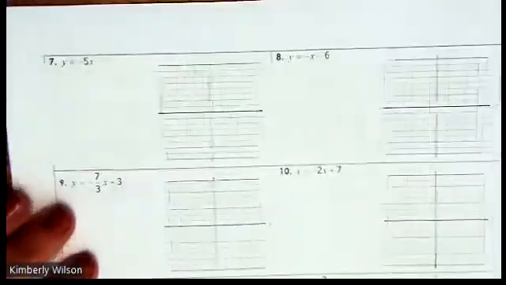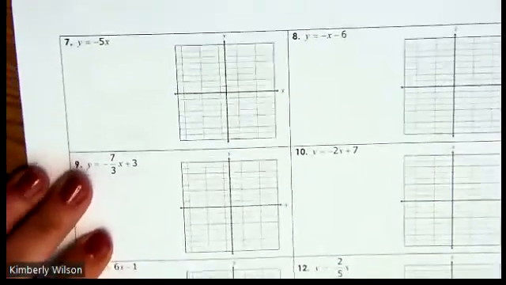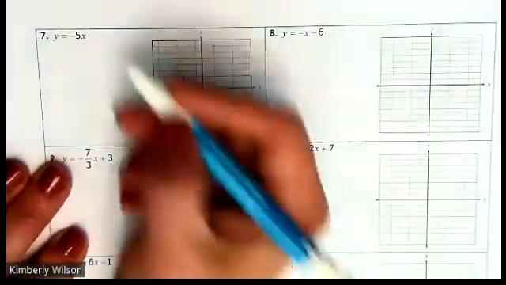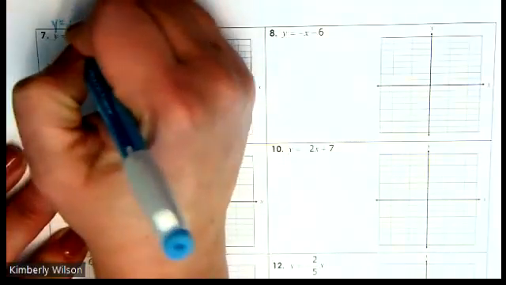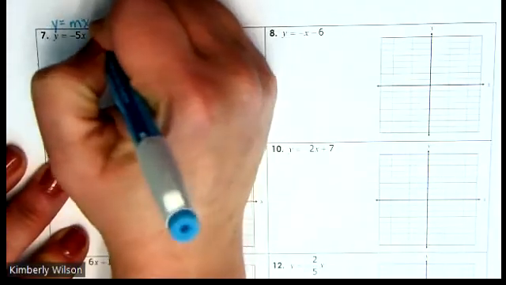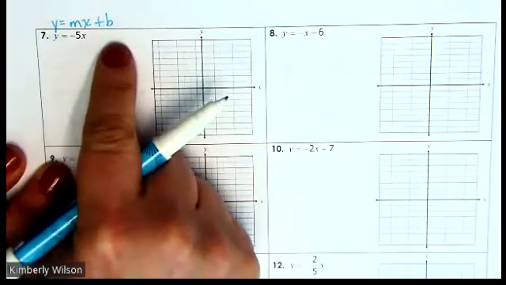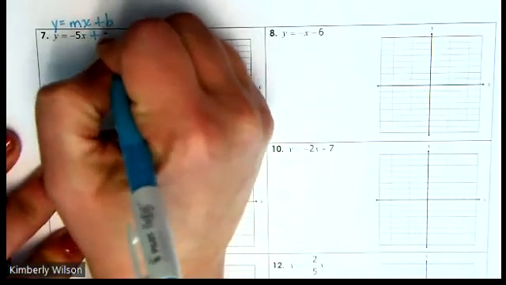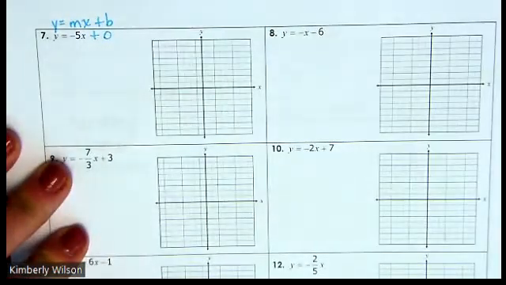Number 7. When I'm looking at this, you should be like, this looks a little different. But remember, our formula is y equals mx plus b. There's nothing added or subtracted. It's understood to be plus 0. It's just not written. It's simplified.